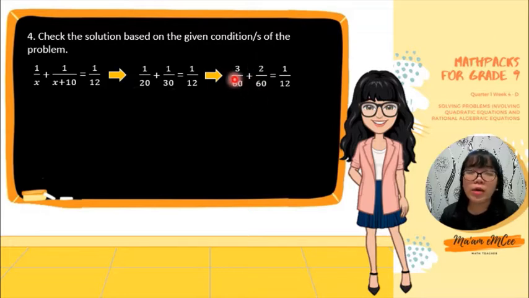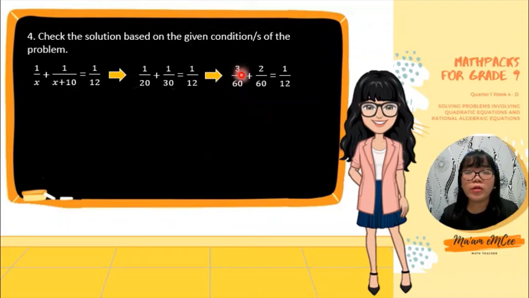Why is there a need for us to change the denominator in such a way that they will be the same? Or we call this one similar fractions. Why do we have to change our fractions into similar fractions? That is for us to easily add our fractions, because we cannot add fractions with different denominators. So we need to change them into similar fractions so that the process is just to add the numerators, then we copy the common denominator.